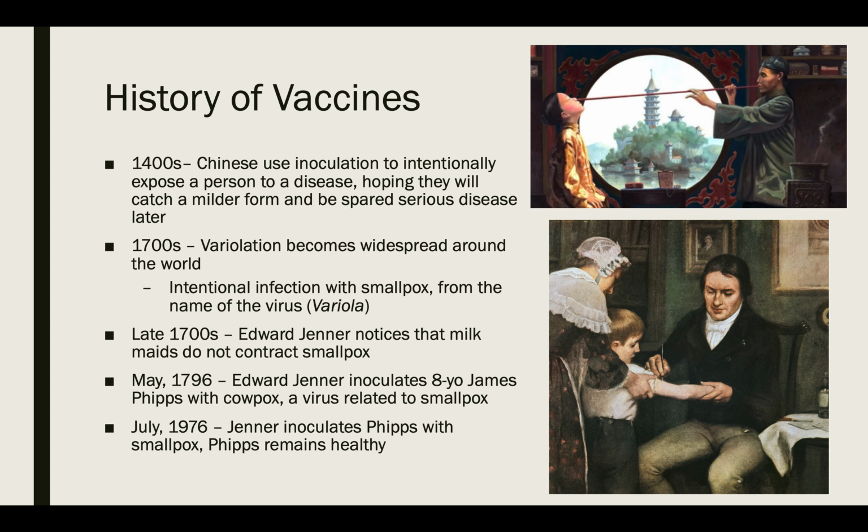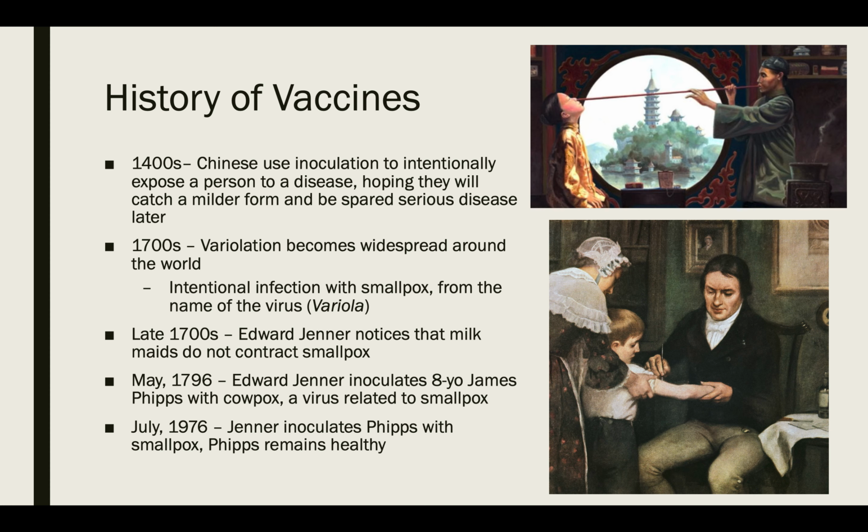So he tested it on this poor boy, James Phipps. He was an orphan, so there are definitely some ethical issues there. But then later in the year, he challenged Phipps with smallpox. This is Edward Jenner scratching smallpox into James Phipps's skin to see if he would catch the disease, and Phipps remained healthy. He should have gotten smallpox, but because he'd already had the cowpox, he remained healthy. So this is the first use of a vaccine.